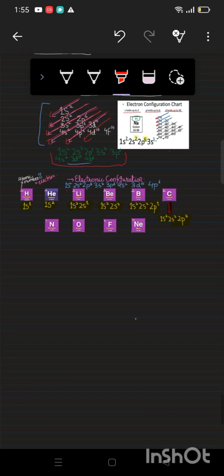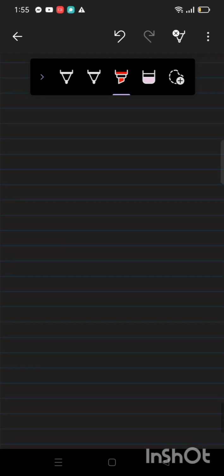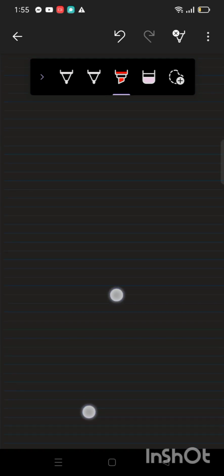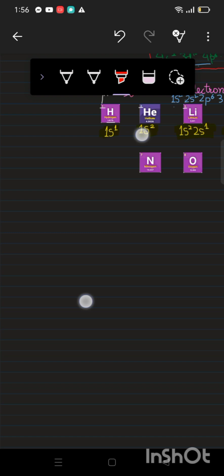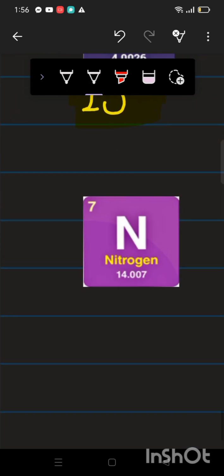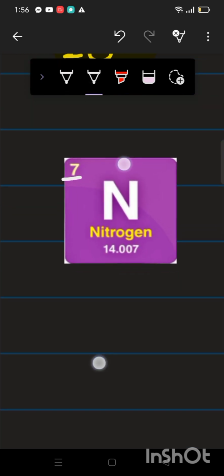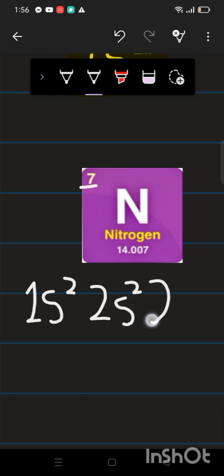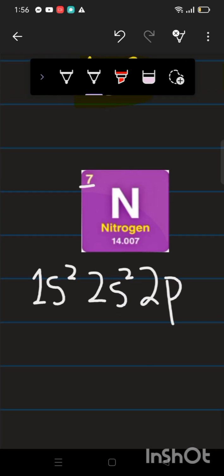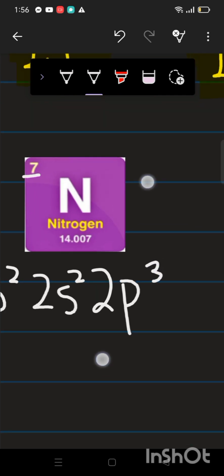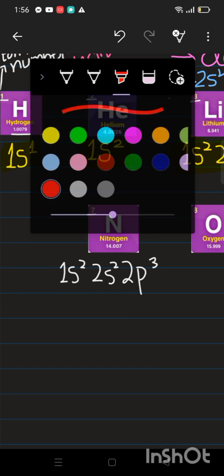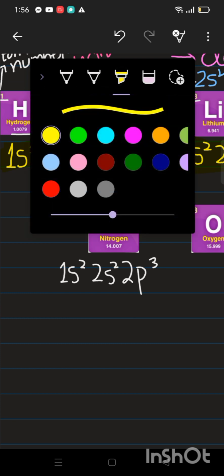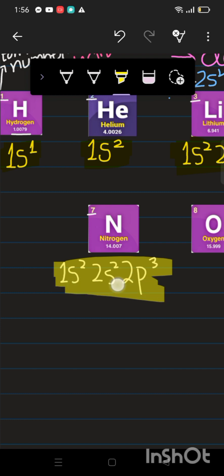Okay, so now we have nitrogen, and nitrogen has atomic number 7. Alright, 1s2, 2s2. Now we need to start 2p. Alright, so 2, 2, 4. Now 3 electrons are remaining and p will hold 3 electrons. Alright, so 1s2, 2s2, 2p3 is the electronic configuration of nitrogen.